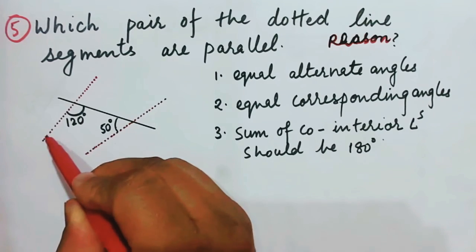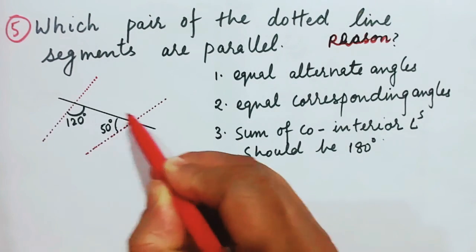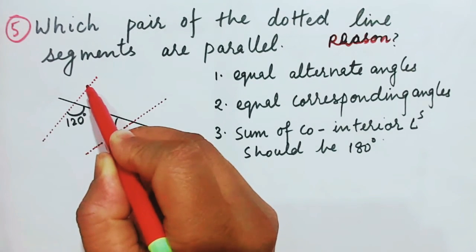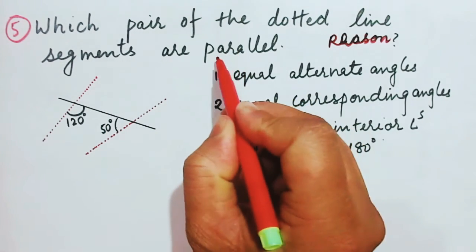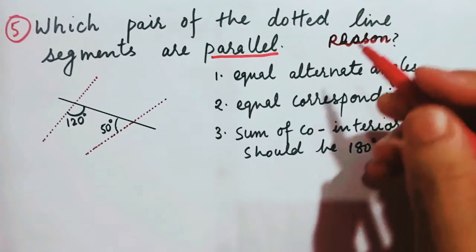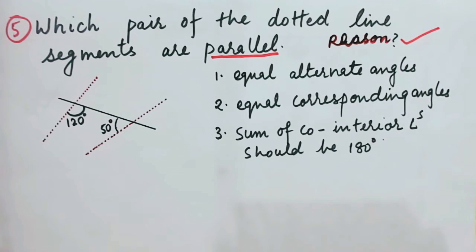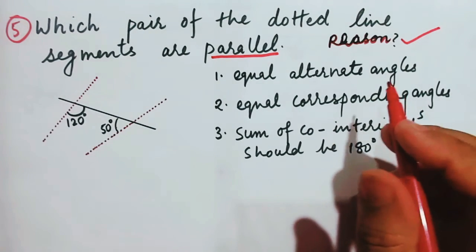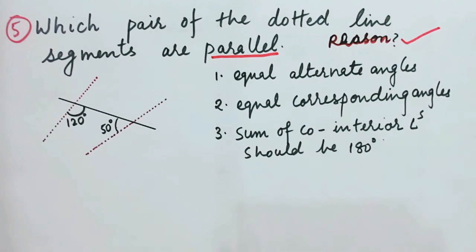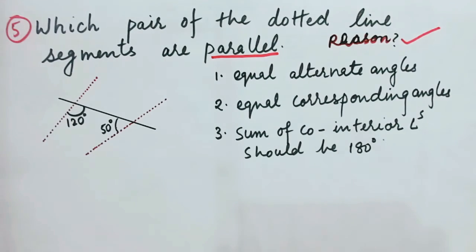These are the dotted line segments. These two are the dotted line segments, and we have been asked whether they are parallel or not. Naturally, you will say yes or no, but you will have to give a reason for it. Now, to show the lines are parallel, we have 3 points.